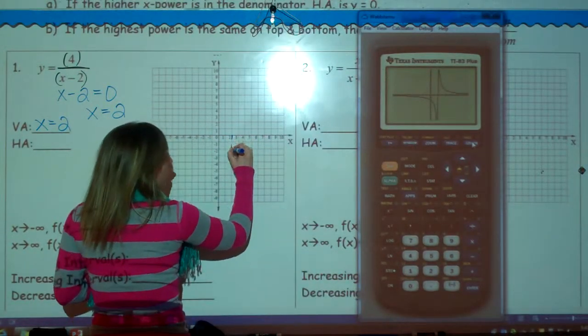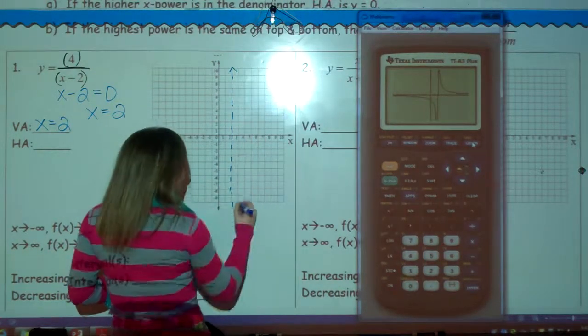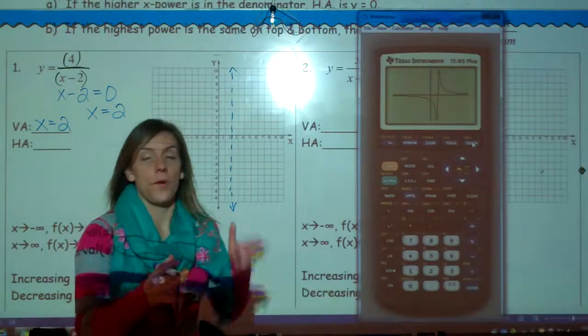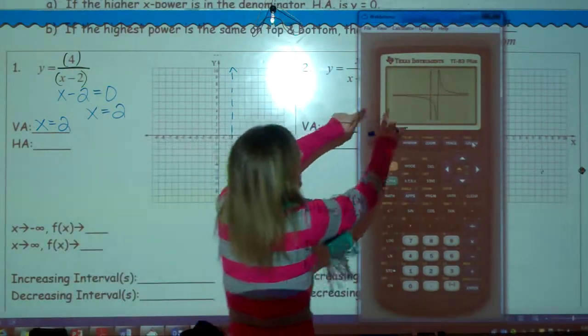So technically, we should do a dotted line, because it's an imaginary line. The graph actually isn't a part of that. That's where it doesn't cross. Okay, and then it also doesn't cross right here.